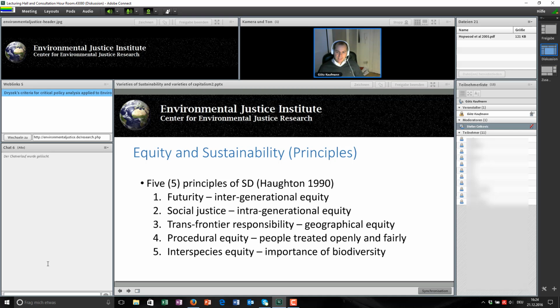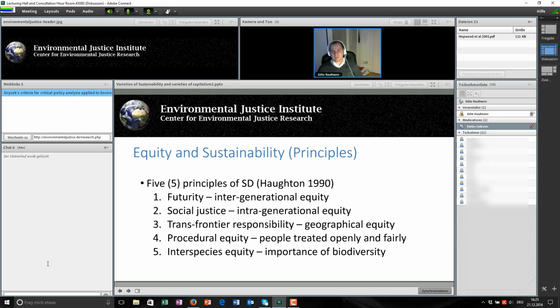At the end of the 80s, and you can see already by reading out the principles, the spirit of Rio in 1992, which actually brought sustainable development into the center of the international political debate. Houghton actually developed 5 equity principles in the context of sustainable development. So SD stands for sustainable development here.